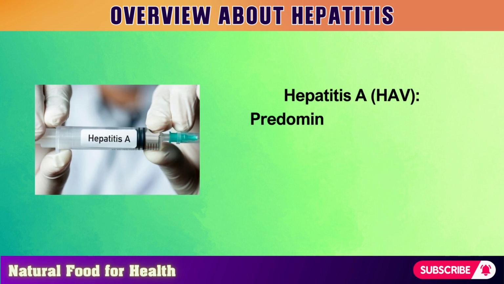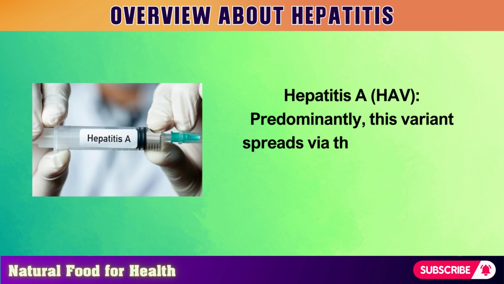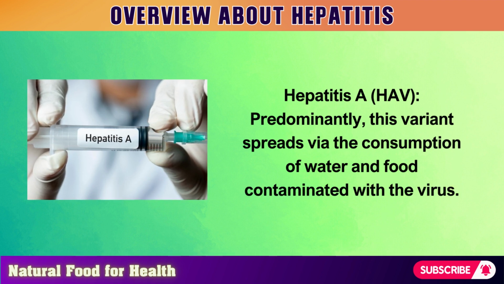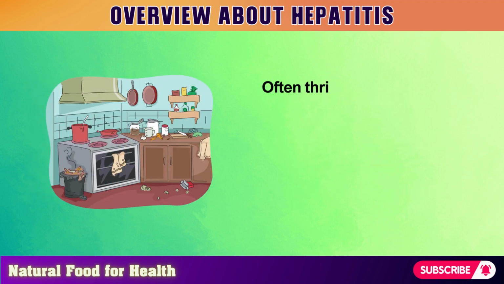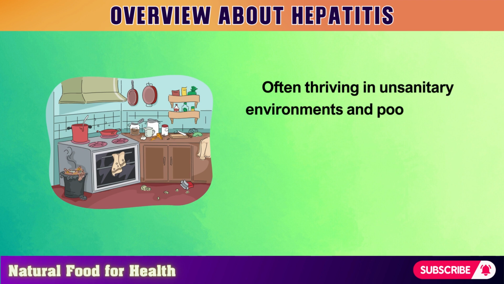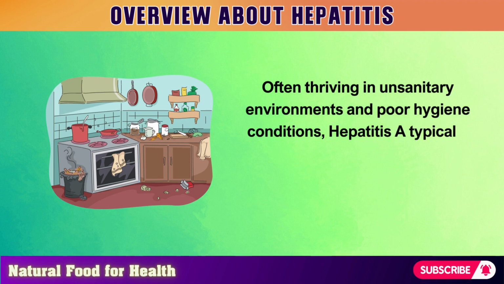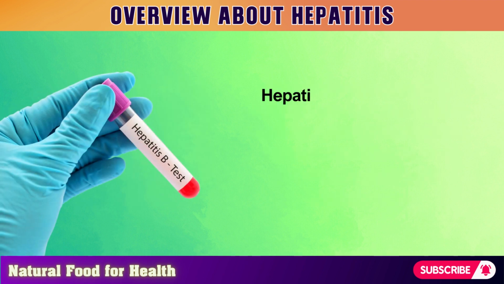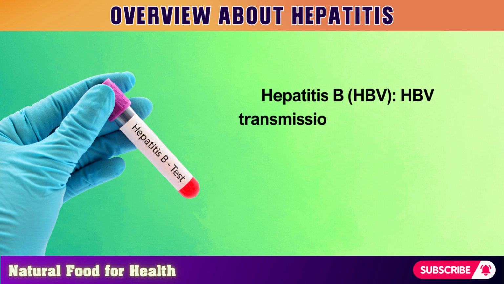Hepatitis A, HAV. Predominantly, this variant spreads via the consumption of water and food contaminated with the virus. Often thriving in unsanitary environments and poor hygiene conditions, hepatitis A typically takes an acute course, with chronic infections being relatively rare.